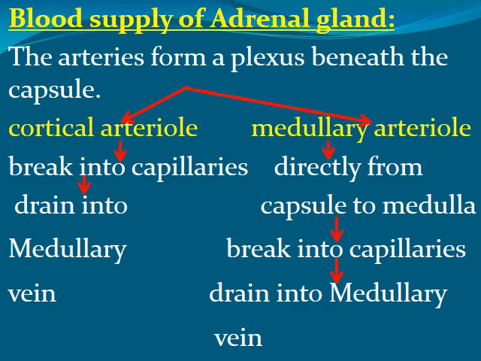Coming to the blood supply of the adrenal gland, the capsule of the adrenal gland contains arterioles and arteries. From these arteries, the cortical arterioles break into capillaries and then drain into the medullary vein, while the medullary arterioles directly go from the capsule to the medulla and then break into capillaries and drain into the medullary vein.